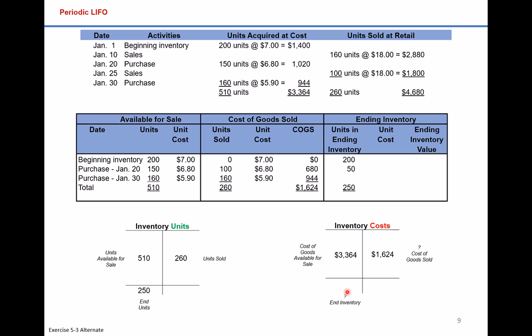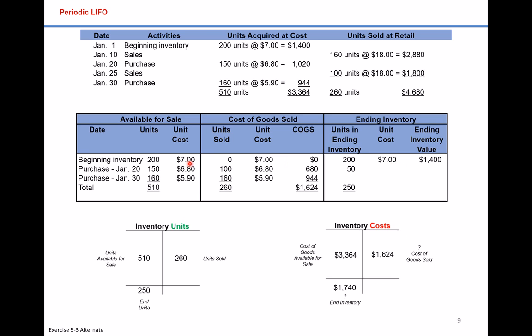Can we automatically determine what ending inventory was? Yeah, you bet we can. We can take $3,364 minus $1,624. We know that ending inventory had to have been $1,740. What were the specific layers of cost components in that ending inventory, well, we have to do some math for that.